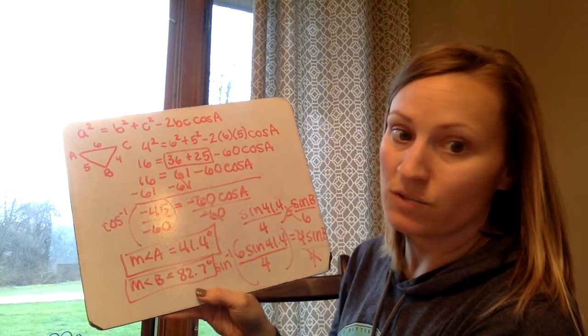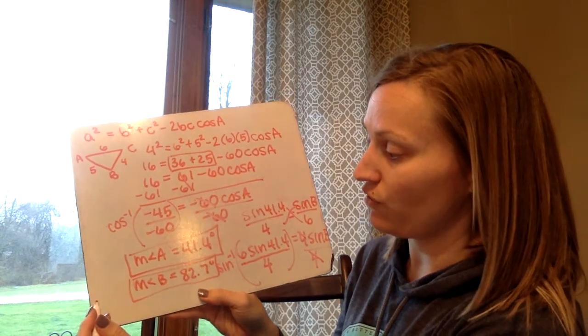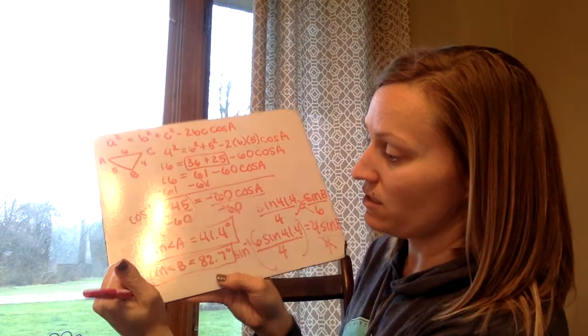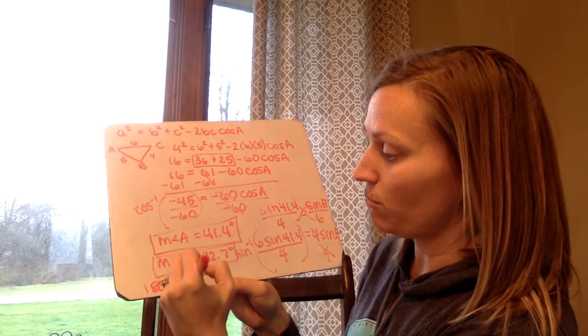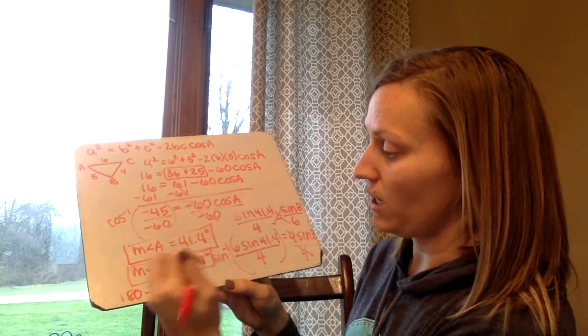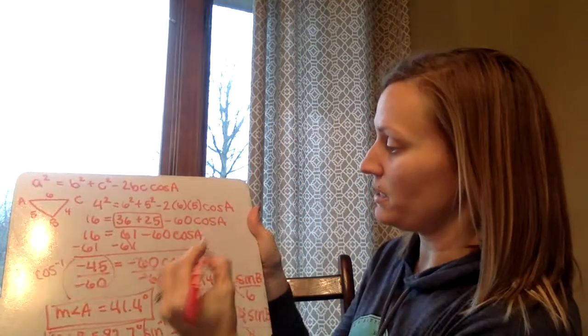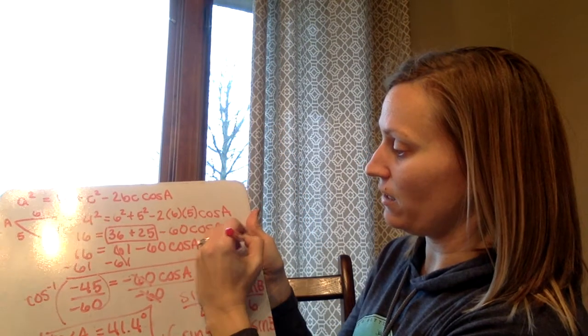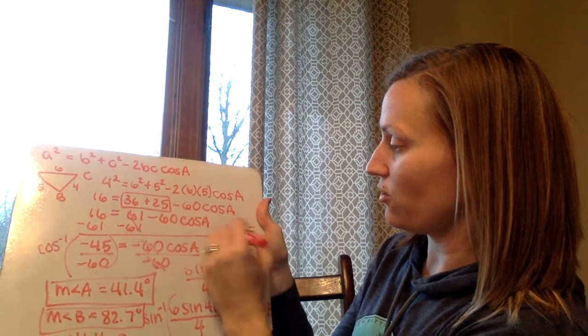And then because we know two of the angles, angle C is very easy to find. We just subtract those from 180. So if I do 180 minus our 41.4 and minus our 82.7, I'm out of space. I'm going to put it up here. The measure of angle C is going to be 55.9 degrees.